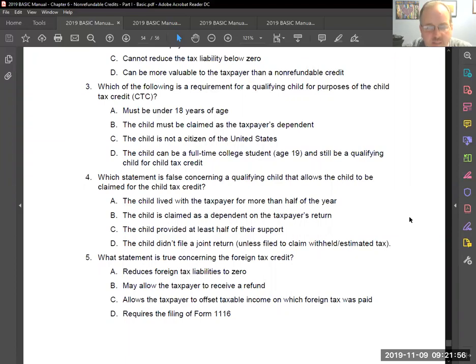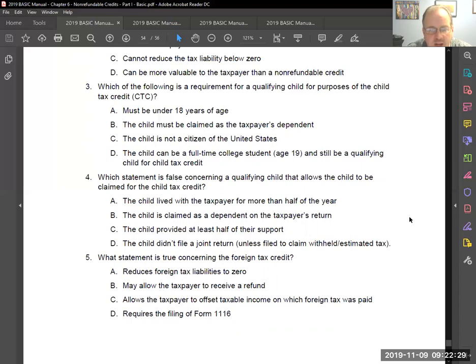It says, what statement is true concerning the foreign tax credit? Okay. A little bit of a trick question here. Reduces foreign tax liabilities to 0. Okay, that is false. May allow the taxpayer to receive a refund. That is false, because basically it's telling you that the foreign tax credit is non-refundable. Allows the taxpayer to offset taxable income on which foreign tax was paid. That is the true statement.